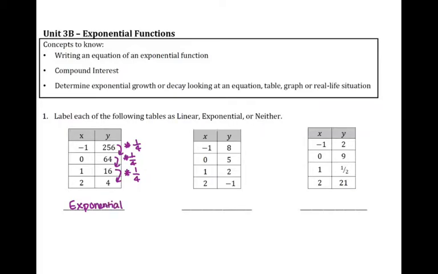Okay, second table. Let's see what the pattern is. To get from 8 to 5 to 2 to -1, I am subtracting 3 each time. And since I am subtracting the same number each time, that is going to be linear. And the next one, 2 to 9 to 1/2 to 21. Holy cow, those are just a bunch of random numbers, not really following a pattern. So that is going to be neither, since there is no pattern.